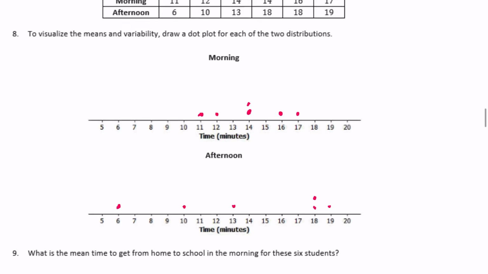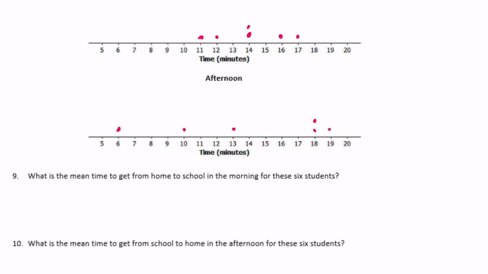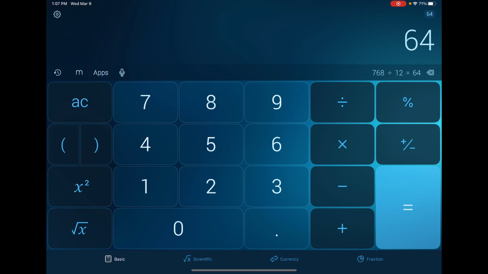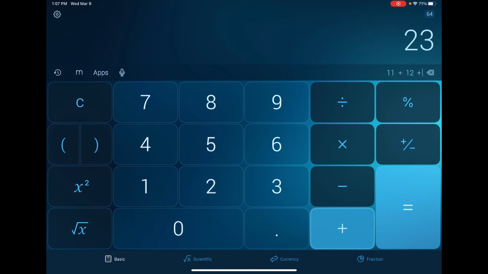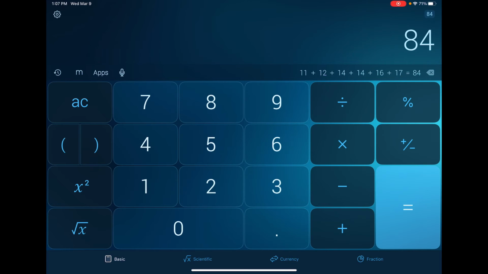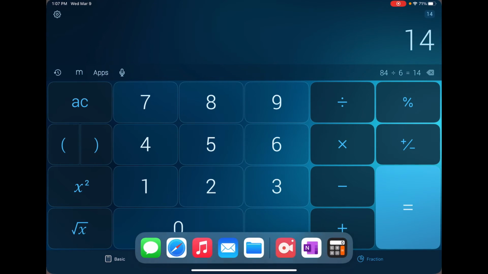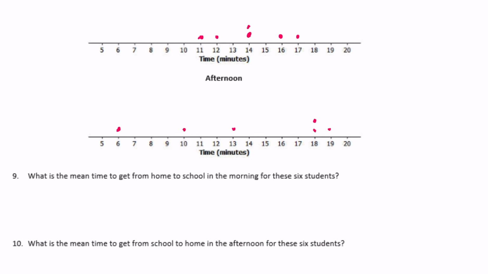So what is the mean time to get from home to school in the morning for these 6 students? So let's do the morning mean. So we have 11 plus 12 plus 14, 2 of those, plus 16 plus 17. That's equal to 84. And then how many times did we have? 1, 2, 3, 4, 5, 6. So we're going to divide that by 6. So we get 14. So the average time is 14 minutes. The mean is 14 minutes.